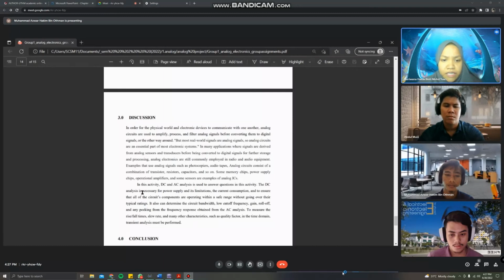In this activity, DC and AC analysis is used to answer the questions. The DC analysis is necessary for the power supply and its limitation, the current consumption, and to ensure that all of the circuit components are operating within a safe range without going over their typical rating. It can also determine the circuit bandwidth, low cut-off frequency, gain roll-off, and any peaking from the frequency response obtained from the AC analysis. To measure the rise or fall time, slew rate, and many other characteristics such as quality factor in the time domain, transient analysis must be performed.